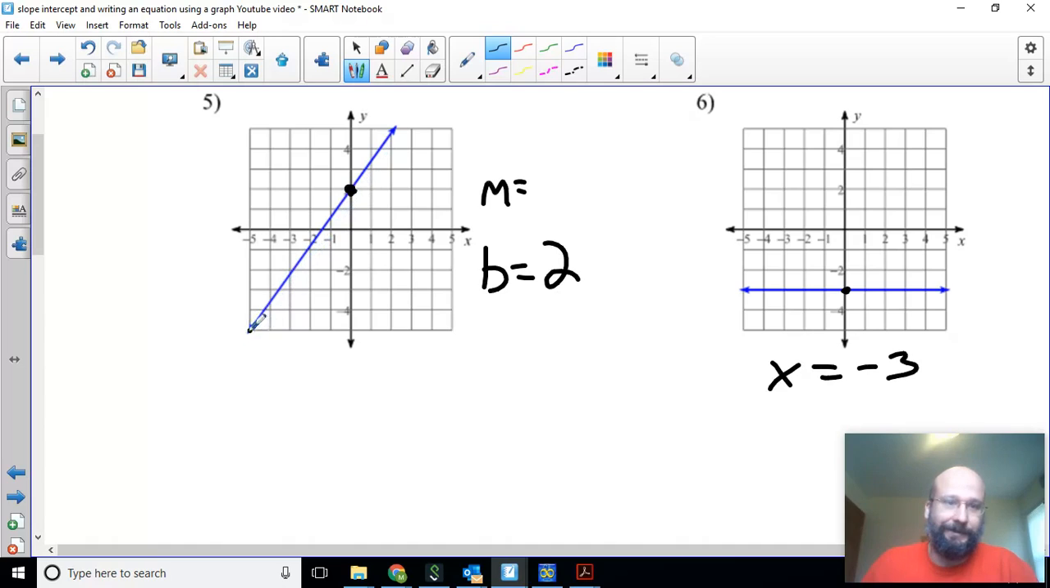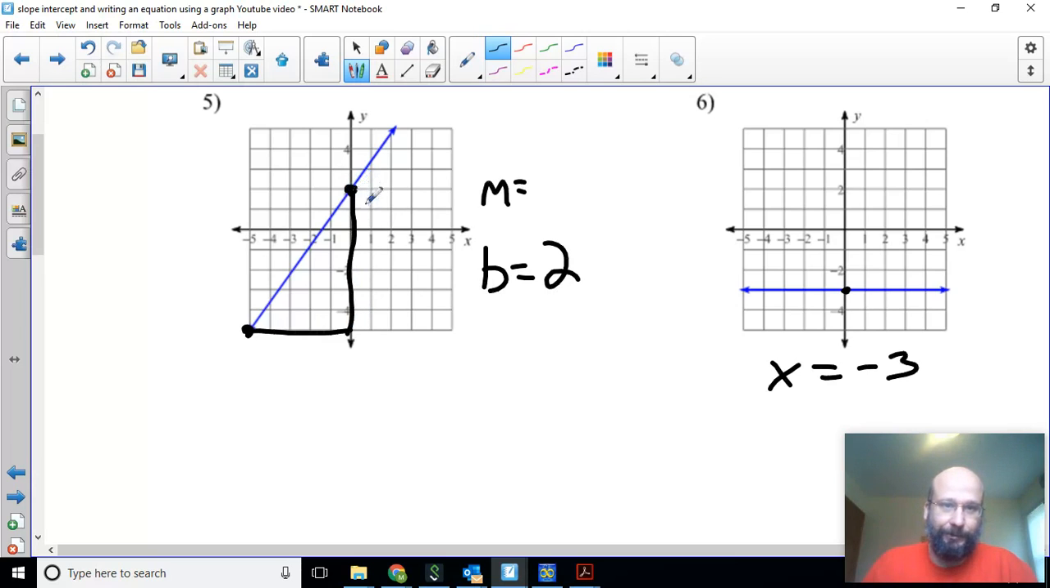None of these points look good. This one's got to be this one, right? Because it's not on the edge. It's not on the corner. But this one looks like it is. That's a little tricky to find. It's also pretty small. And then we're going to count.